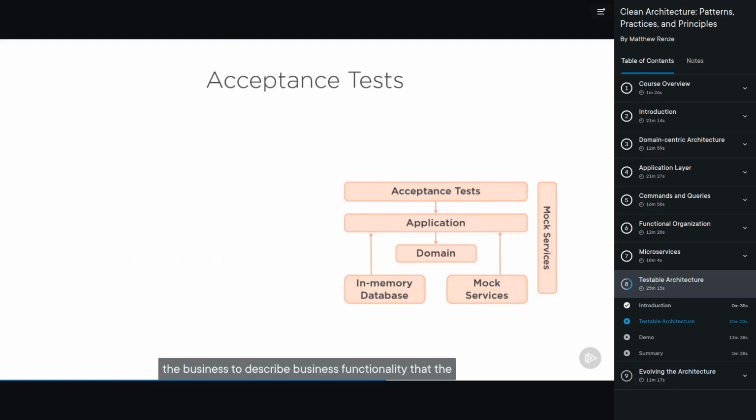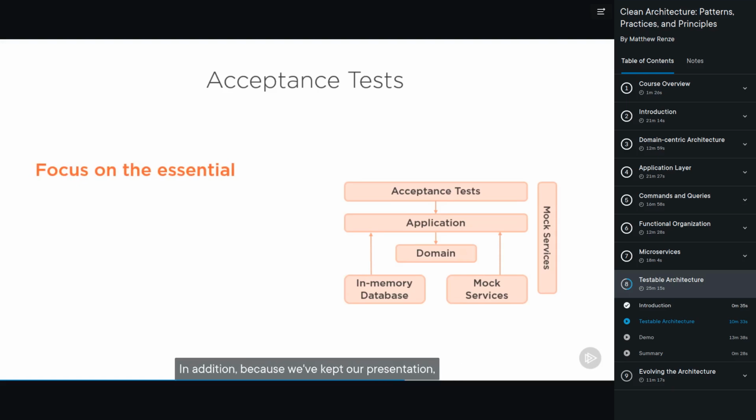Acceptance criteria should be written in the language of the business to describe business functionality that the application needs to provide. They should focus on what is essential to the business and not implementation details. Thus, implementation details like presentation, databases, third-party dependencies, etc. should all be irrelevant to these acceptance criteria.